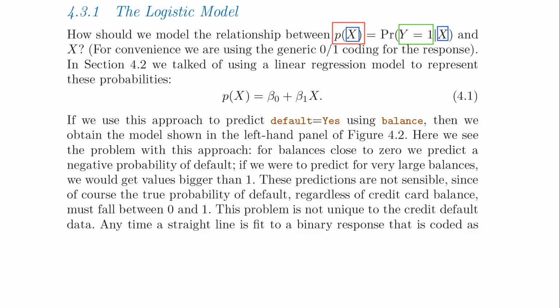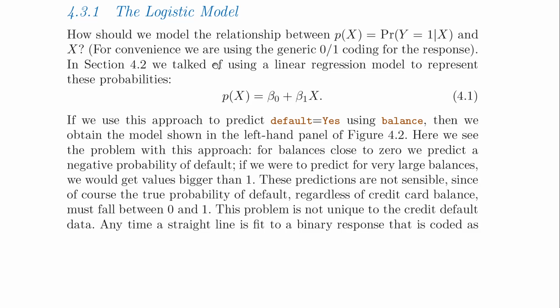And we want a relationship. This is the whole thing about statistical learning. You want a relationship between the probability of default given X and X. And we're expecting the larger the loan, the higher the probability of default.